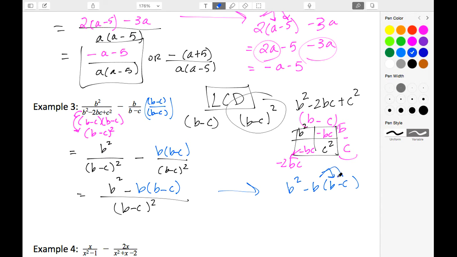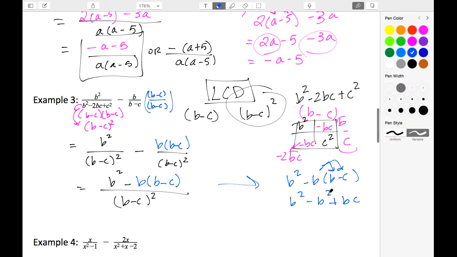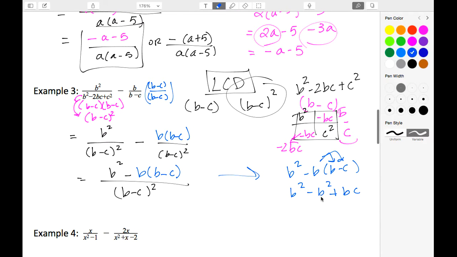I can distribute the b, and I get b squared minus or plus bc. And then I'll notice that b squared minus b squared will give me 0. So then I'm just left over with bc. So then my final answer is going to be bc over b minus c squared. Okay.